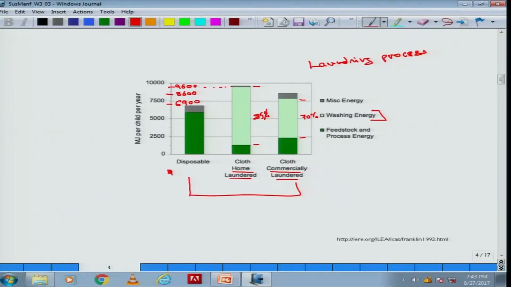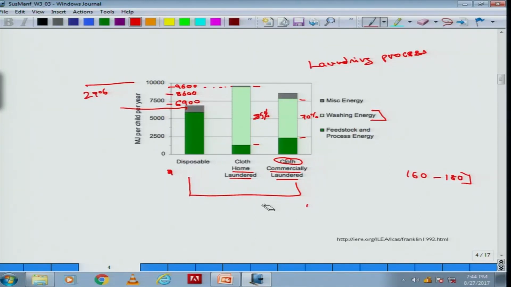Now, so we can see the disposable diapers use about 29% less energy in comparison to cloth home laundered diapers, and the diaper is actually used 160 to 180 times before being thrown out. This cloth diaper, right? Cloth diapers, they are being used in this way.